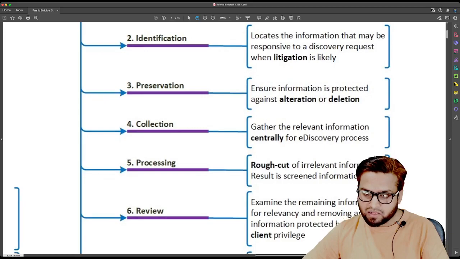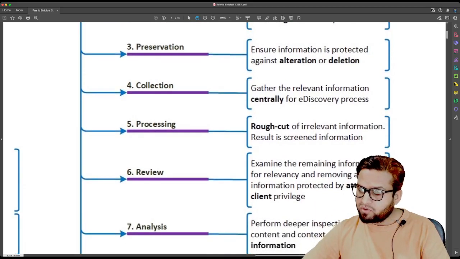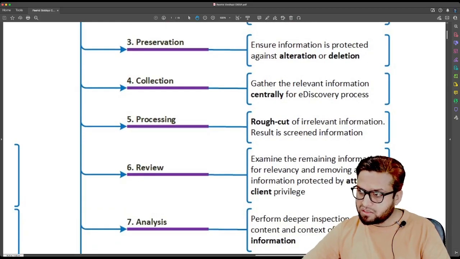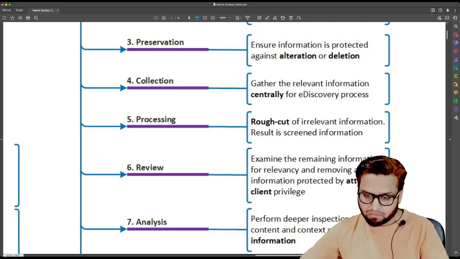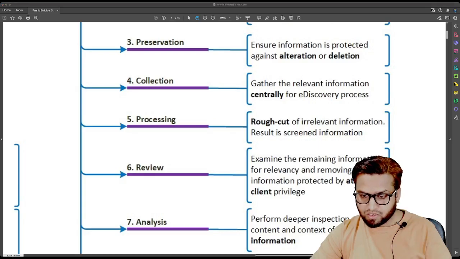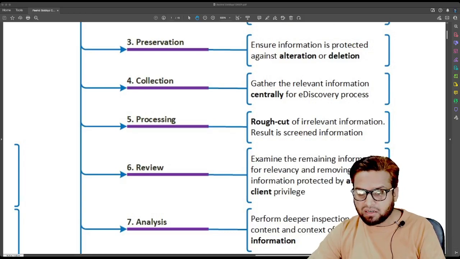It's a mechanism where we have some sort of filter, so that only the relevant information which is required for e-discovery can be gathered here. What is processing? Processing is the rough cut of irrelevant information. The result is screened information. So there is a slight difference between collection and processing here. You can have this distinction in mind: collection is gathering the relevant information and processing is the rough cut.